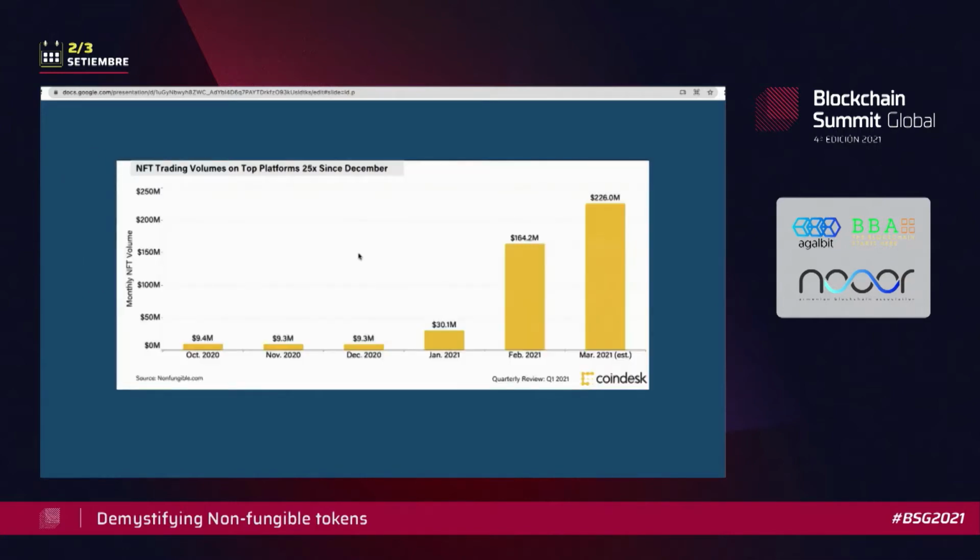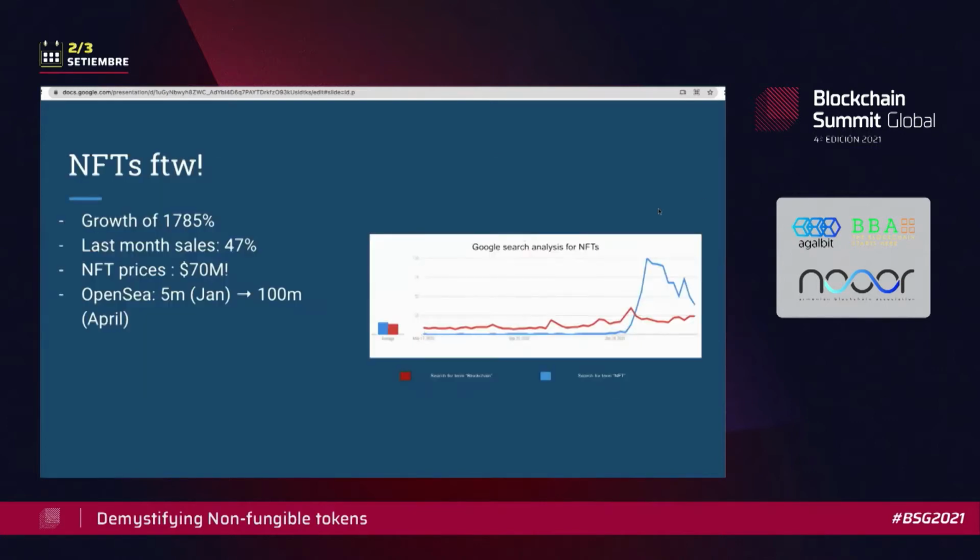When we talk about NFTs, NFTs today is a very well-known term, but it has become well-known because of how the trading volumes of NFTs have grown over the past year. If you see, the trading volumes have become 25x since December, and this is the amount of money that exchanged hands because of NFT trading. It has seen a growth of 1785% over a year, and just the last month's sales were 47% of the overall sales of NFTs. There are some NFTs that went for $70 million, and that is a famous Beeple's painting. OpenSea, which is a marketplace for NFTs where you can buy and sell NFTs, saw the growth from 5 million in January to $100 million in April this year.